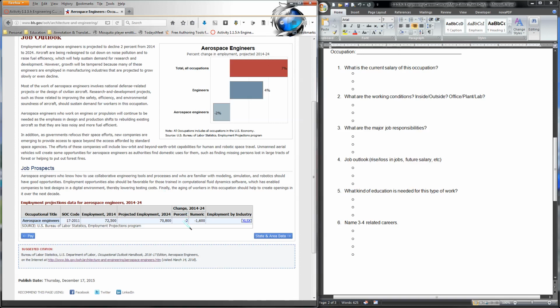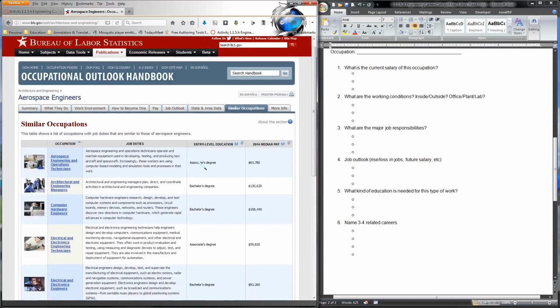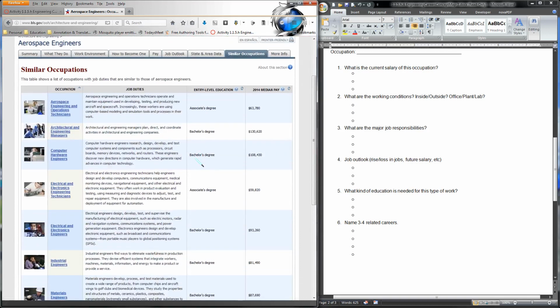One of the things you can use is that from 2014 to 2024, there's going to be a decrease or an increase, depending on your career, in the number of jobs. And then there are similar occupations: what other jobs are similar, what those jobs' duties are, what kind of degree you'll need, and what kind of pay you would make in that sort of career. Some of them you're going to make more, you might need less education or more education, you might make less money, it just depends. You'll need to pick 3 of those that sound interesting and write some information about them for the related careers.